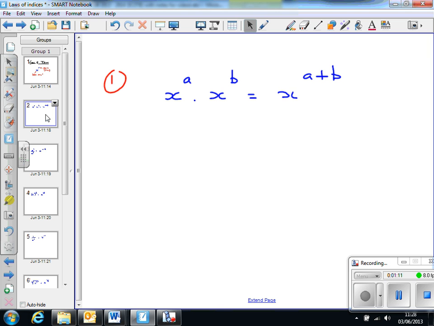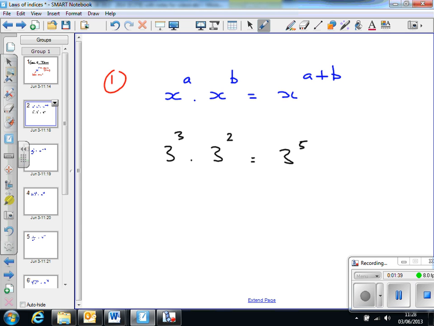The first law of indices says that a base x raised to the power a multiplied by the same base raised to the power b, we can just add the powers. So for example, if I've got 3 cubed and I multiply that by 3 to the power 2, or 3 squared, then because the base is the same, I can add the powers and I get 3 to the 5.